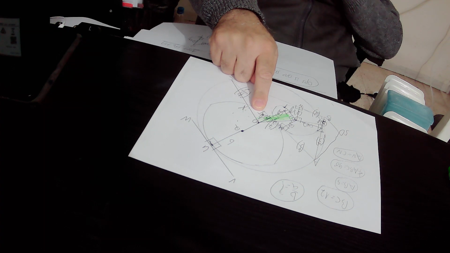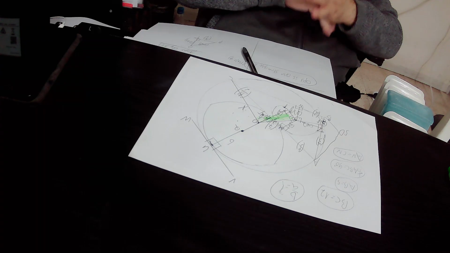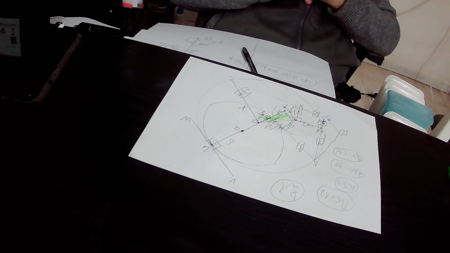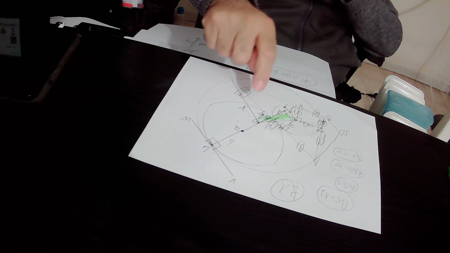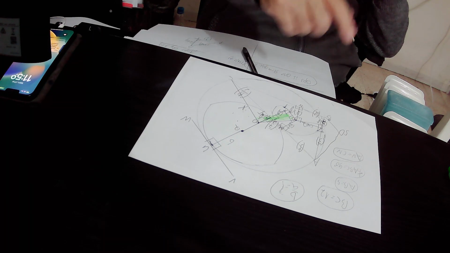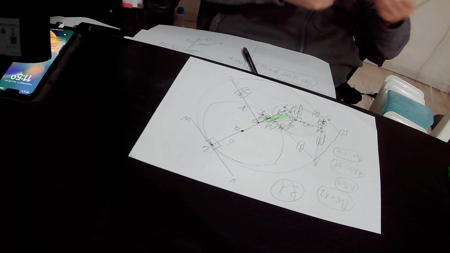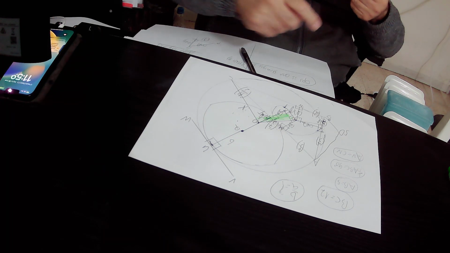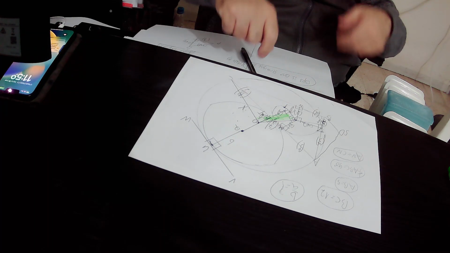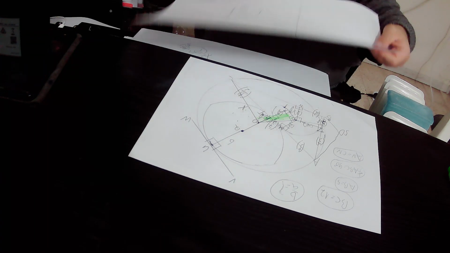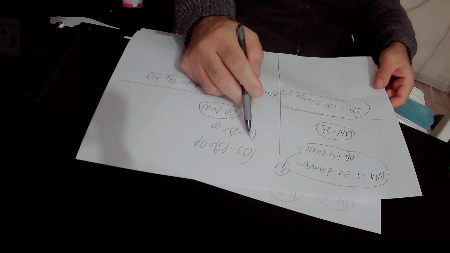So what is the definition of OS? The straight line OS starts from point O, that is the center of the biggest circle, and ends at point S, that is the point on the biggest circle itself. This is exactly the definition of a radius. So OS is the radius of the biggest circle, that is equal to X. So you can substitute OS by X.